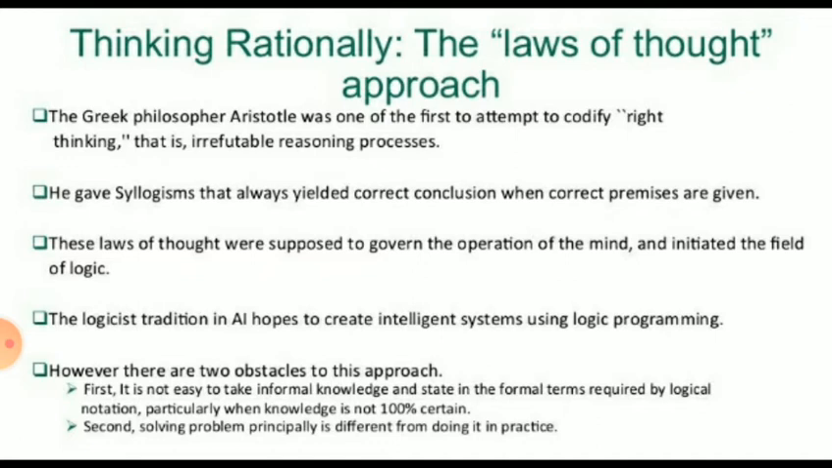For example, the first statement is Ram is a man, and the second statement is all men are mortal. So, by using these two statements, we can say that Ram is mortal. So, that is the meaning of systems that think rationally.